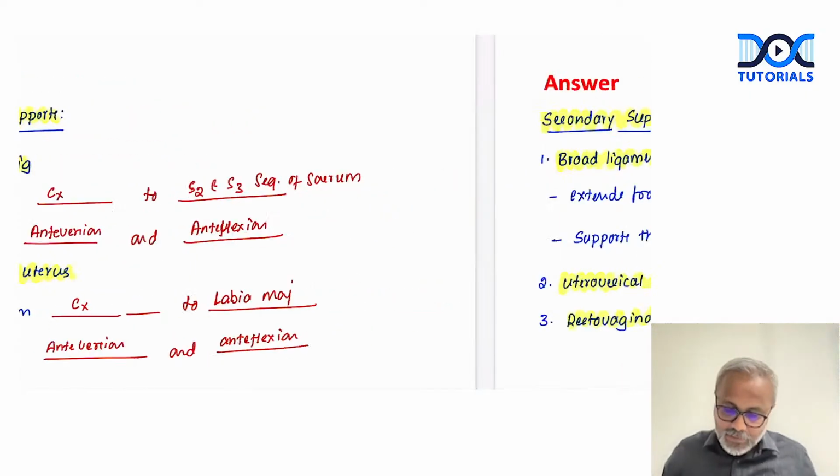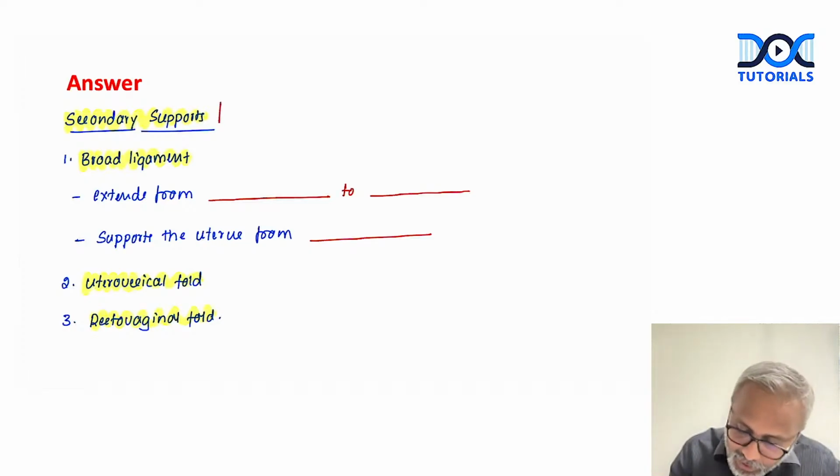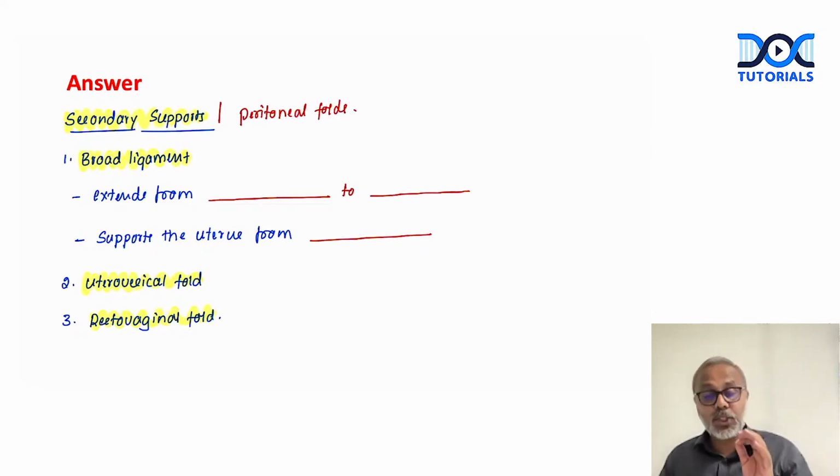Done. Then the next important thing is regarding the secondary supports. The secondary supports are nothing but the peritoneal folds. Peritoneal folds do not truly support the uterus like our primary supports. That's why we call them secondary supports. Out of these, we need to talk about the broad ligament, the uterovesical fold, and the rectovaginal fold. Now, is it absolutely necessary to draw a diagram of the broad ligament? Not needed. But we can show the uterovesical and the rectovaginal fold. We'll see how to draw it.